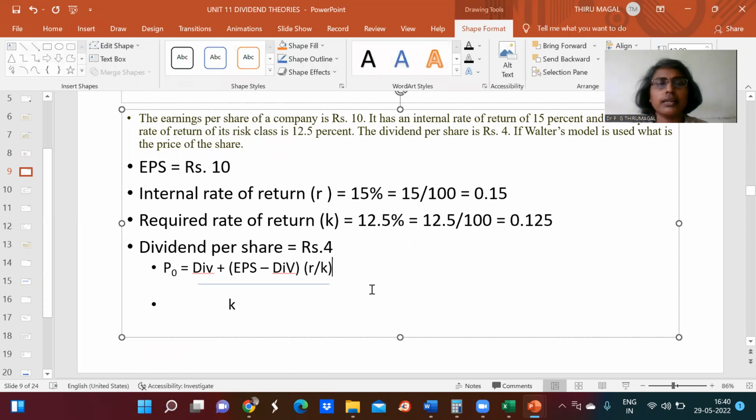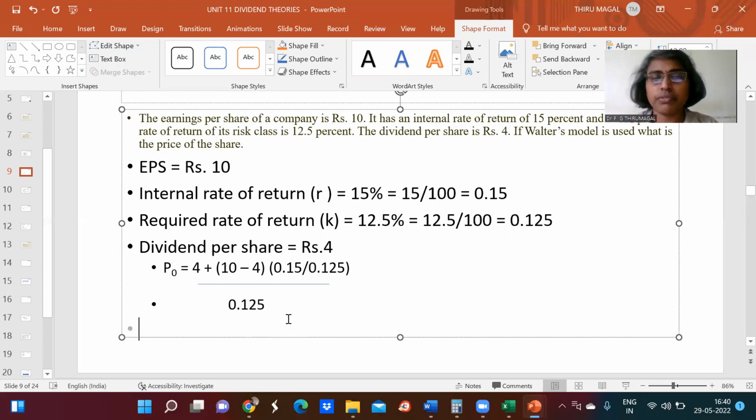The formula to calculate the price of the share using Walter's dividend model is dividend plus EPS minus dividend into R by K, the whole divided by K. Now we need to substitute the values in this formula. Instead of dividend, I'm going to substitute 4, because the dividend per share is 4. Then EPS minus dividend, EPS is 10 and the dividend is again 4. And R by K is 0.15 divided by 0.125, and the whole divided by K, again 0.125.